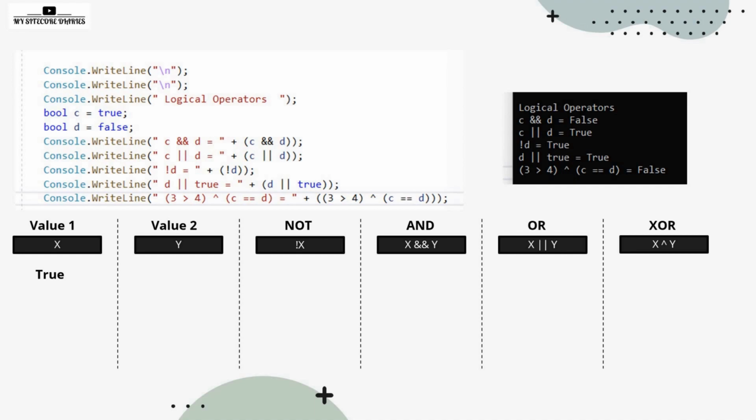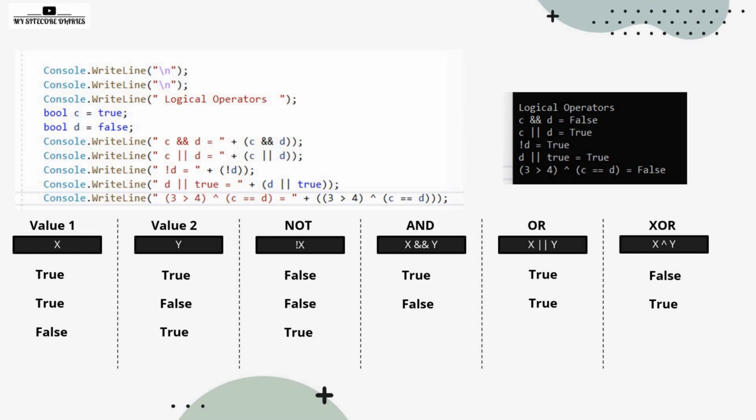So assume that we have value 1 as true, value 2 as true, and then if you do a NOT X, then the value of X, the opposite of that, it will become false. X and Y you will do, then both are true, then it will become true. X or Y, both are true, then it will become true. XOR will be opposite, like false. Now if you have value 1 true, value 2 false, then NOT will become the opposite of X, that is false. One of them is false, so X and Y will become false. One of them is true, that's why X or Y will become true, and XOR will become true. Then value 1 is false, value 2 is true, then value 1 is false, so NOT X becomes true.